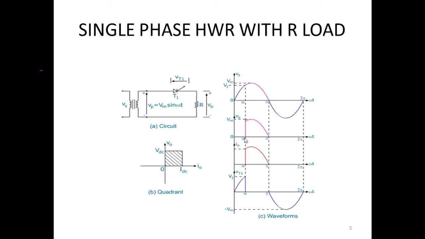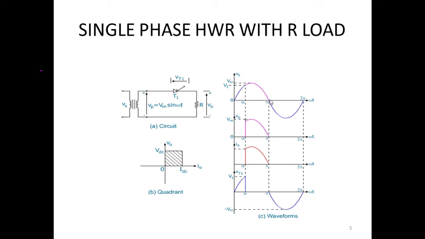The gate trigger pulse is given at an angle of alpha. That is, the pulse is triggered at an angle of alpha. When the triggering pulse is given, the T1 thyristor starts conducting. That is, from the forward biased region it goes to the conducting mode, that is it turns on, and the output voltage obtained starts from where it is triggered. This is your output voltage, and it follows the same as the AC input voltage.